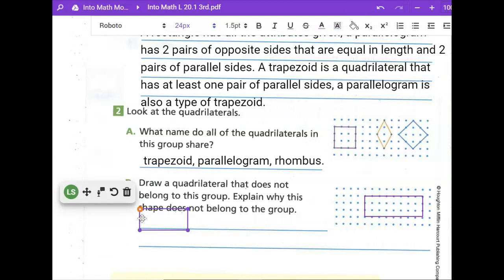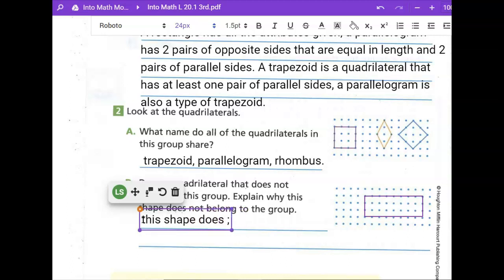2 pairs of parallel sides. It does have 2 pair of parallel sides. What it doesn't have is it does not have 4 equal sides. This shape does not.